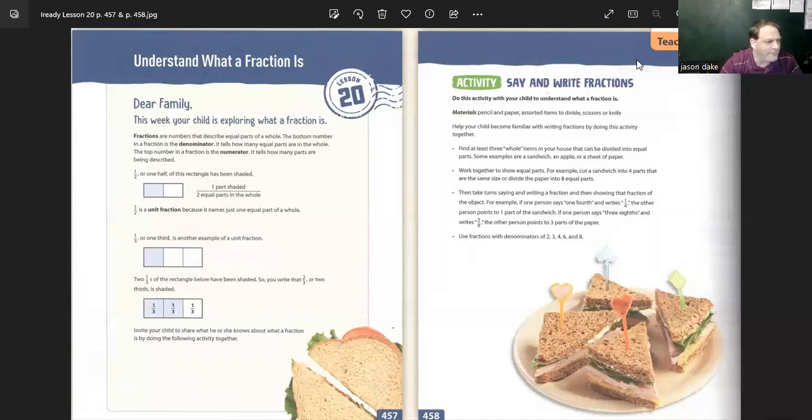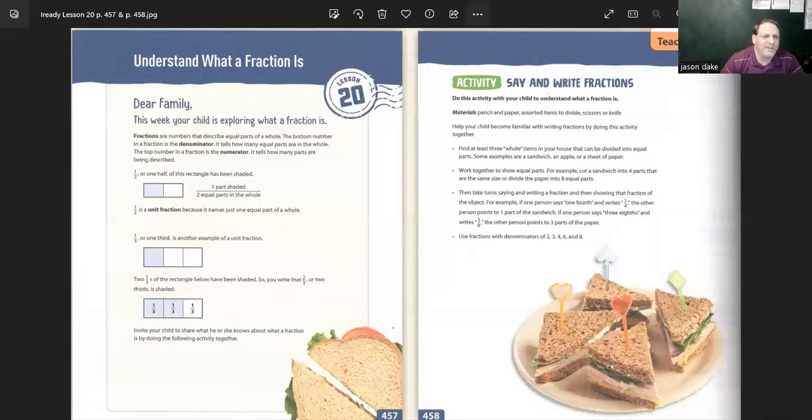So, dear family, this week your child is exploring what a fraction is. Fractions are numbers that describe equal parts of a whole. The bottom number in a fraction is the denominator. It tells how many equal parts are in the whole. The top number in a fraction is the numerator. It tells how many parts are described.